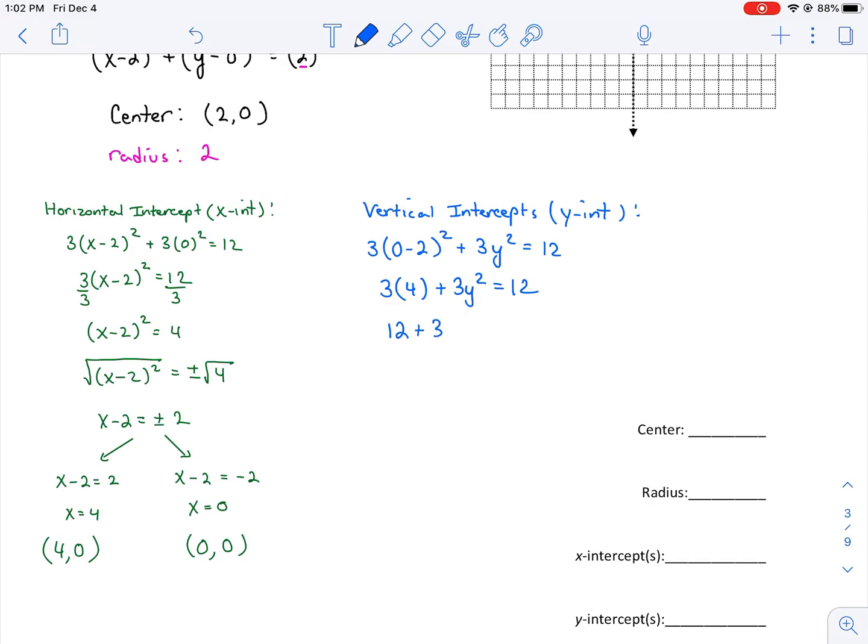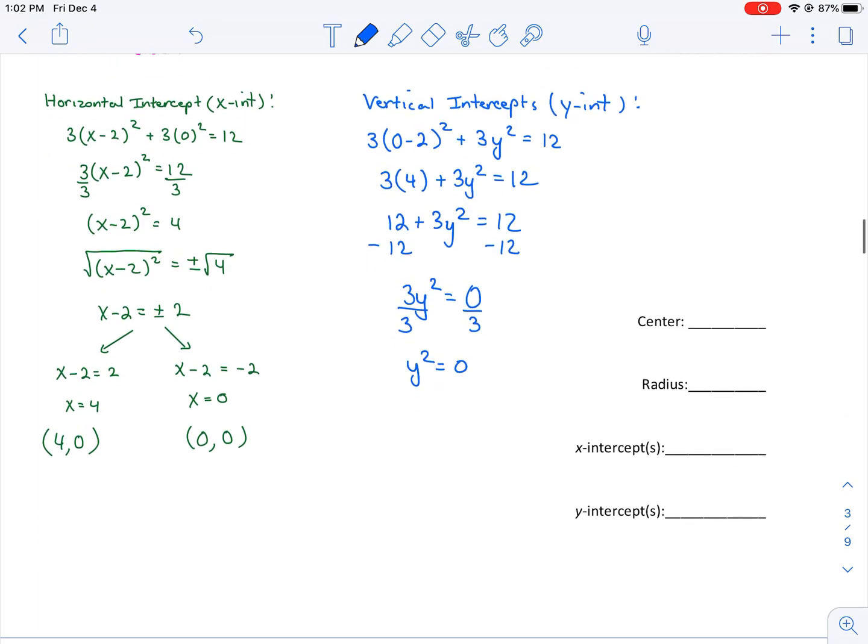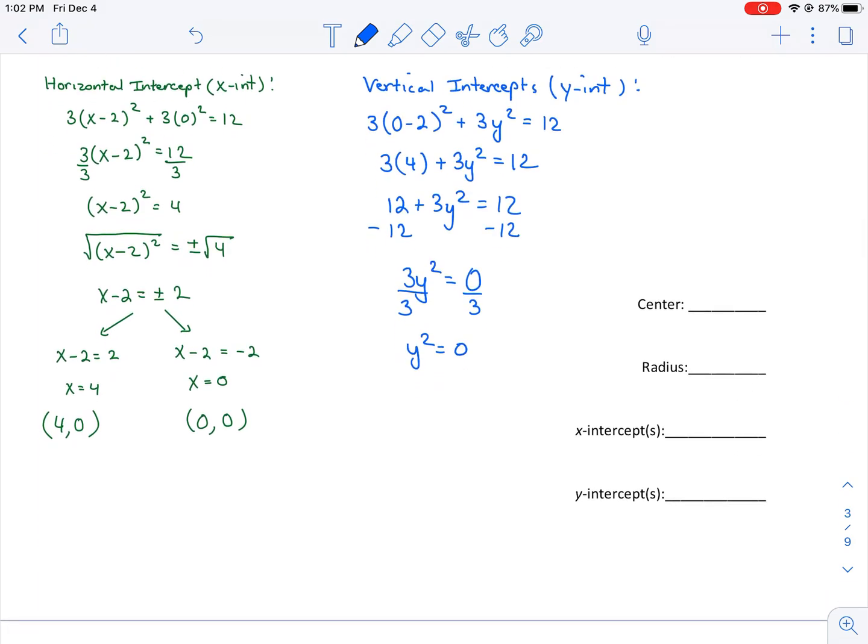Multiplying the 3 and the 4, we get this. Subtracting 12. Dividing by 3. And the only number when you square it whose result is 0 is 0. So in this case, y is equal to 0, and we have a vertical intercept at 0, 0.